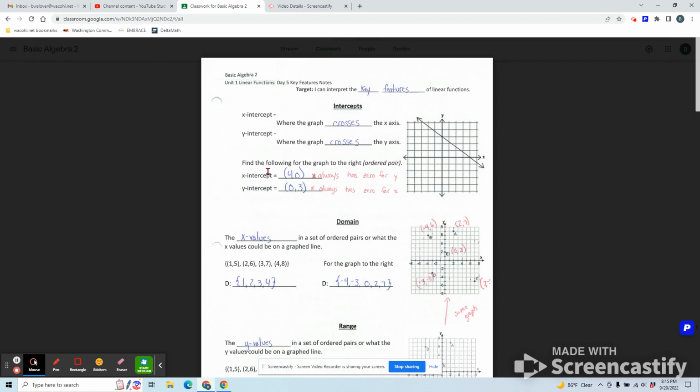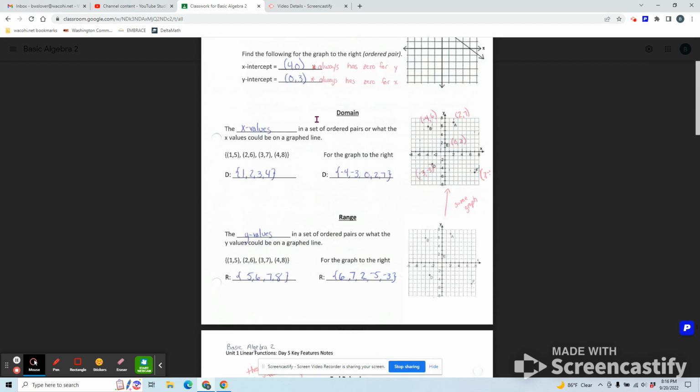Now notice over here in red, I gave some helpful information. Your x-intercept always has 0 for your y value, and your y-intercept always has 0 for your x value. So think about it. The 0 is in place of what you're not trying to find. So x-intercept, my y value is 0. Y-intercept, my x value is 0.